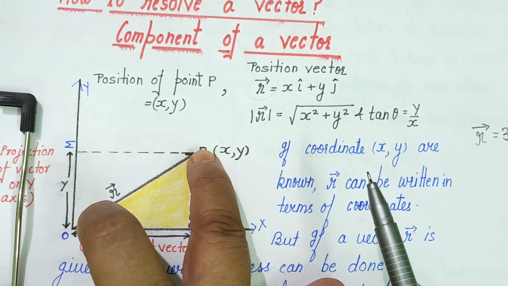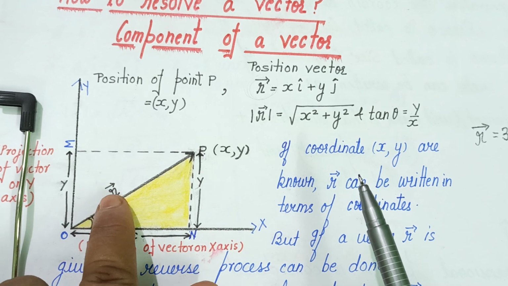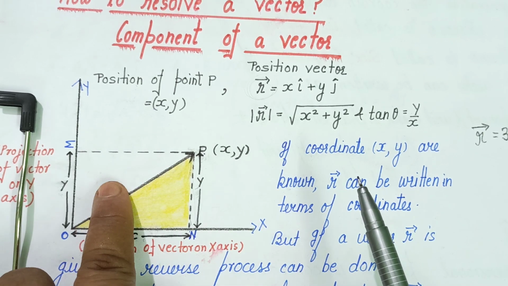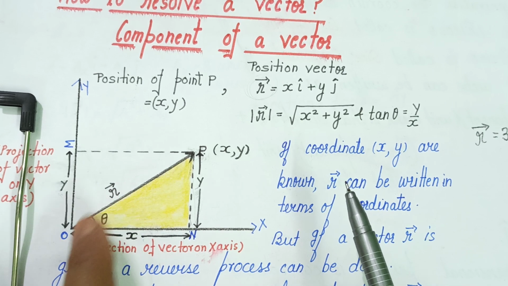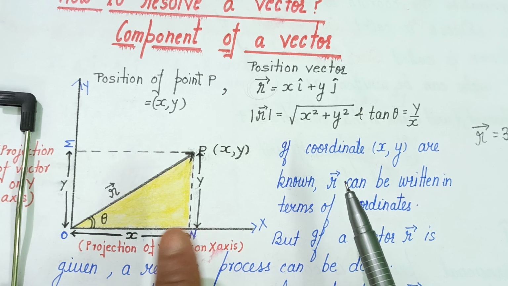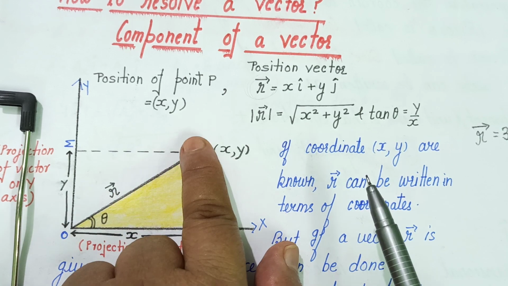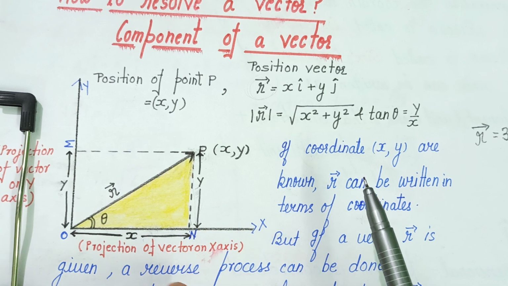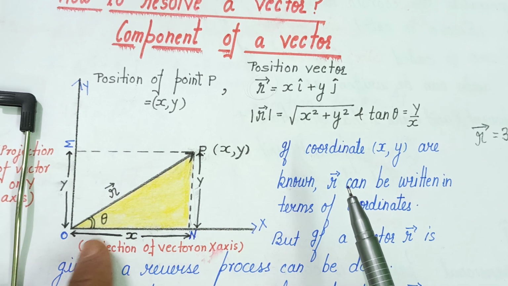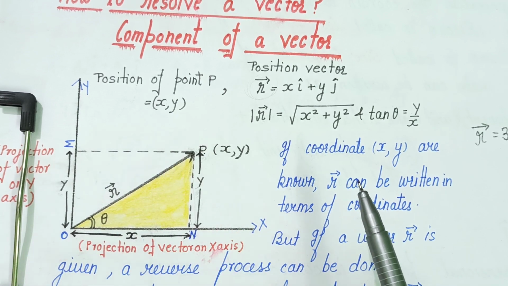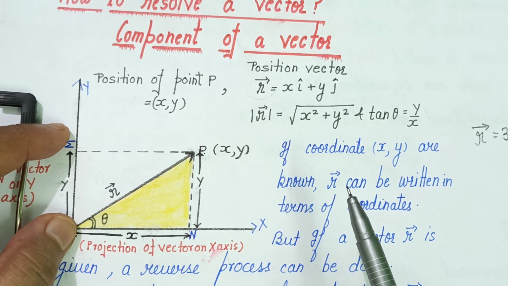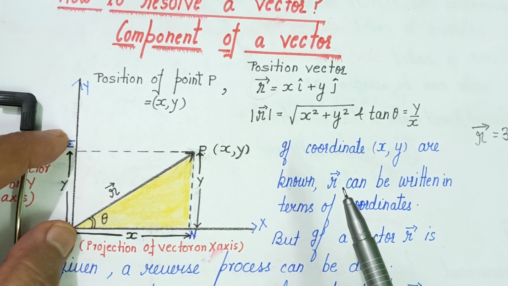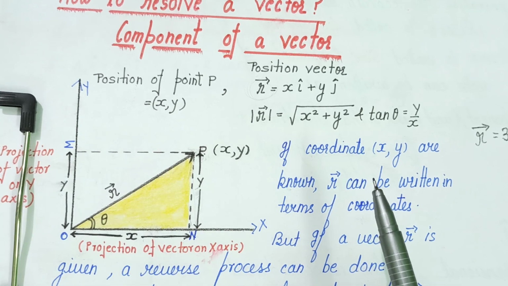Now it's not compulsory or necessary that this is a position vector only. It can be a force vector which we were using in the experiment. So this ON is the projection of a vector along x-axis and is known as the component of the vector along x-axis. And this OM is the projection of OP along y-axis and is known as the y component of vector OP.